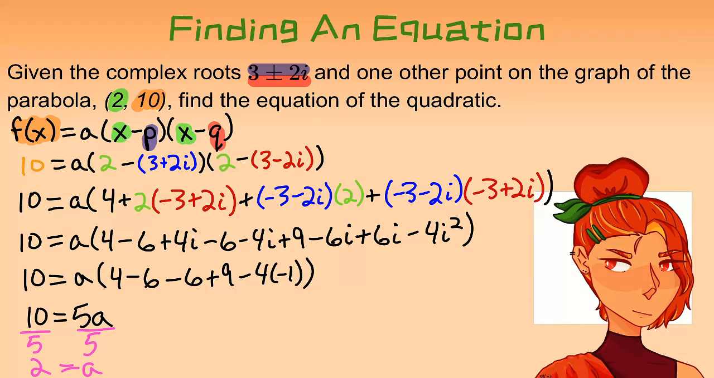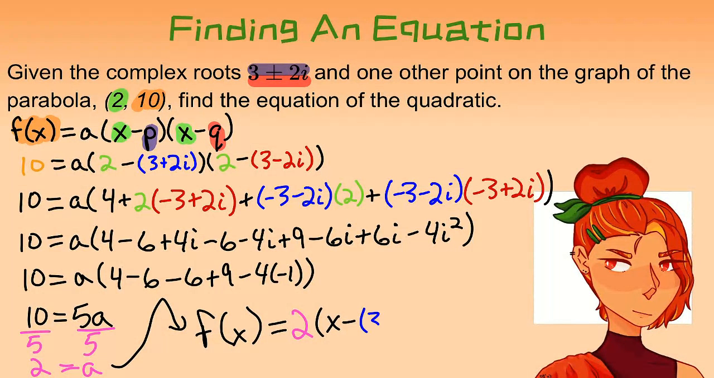So our function f of x is equal to a is 2 times the quantity x minus, and then again we have to go back to our complex numbers, 3 plus 2i, times the quantity x minus 3 minus 2i.